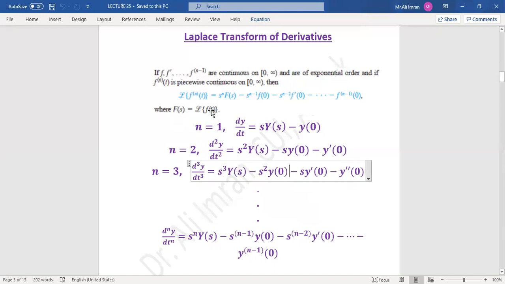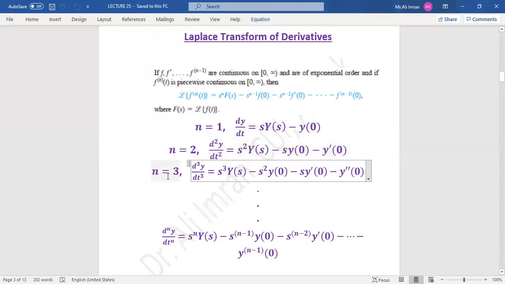This formula is difficult to understand. I will explain with n is equal to 1, that is the first derivative, n is equal to 2, the second derivative, and n is equal to 3, the third derivative, and we will generalize this. If n is equal to 1, the Laplace transform of dy by dt is equal to s Y of s minus y of 0. If we have n is equal to 2, then it means that we have the second derivative d2y divided by dt square is equal to s square Y of s minus s y of 0 minus y prime of 0.